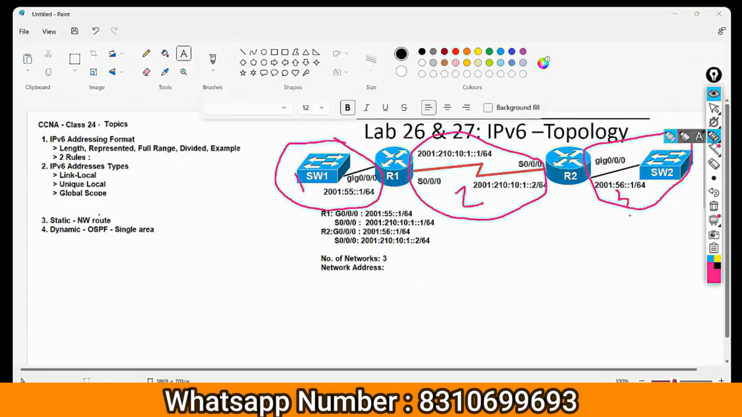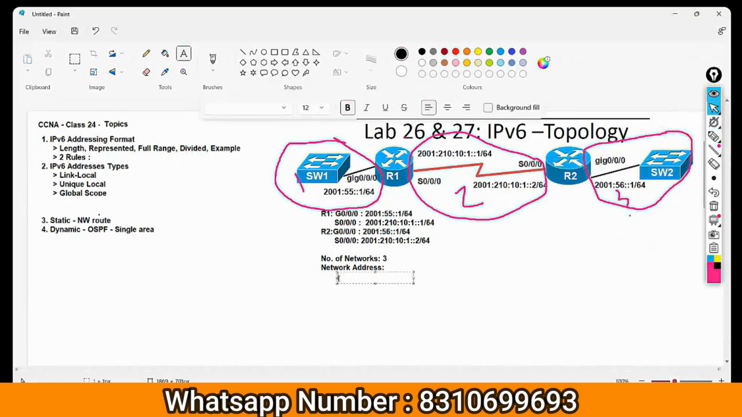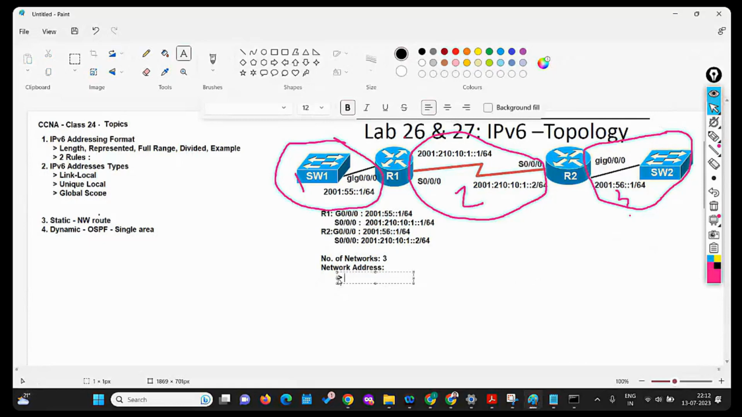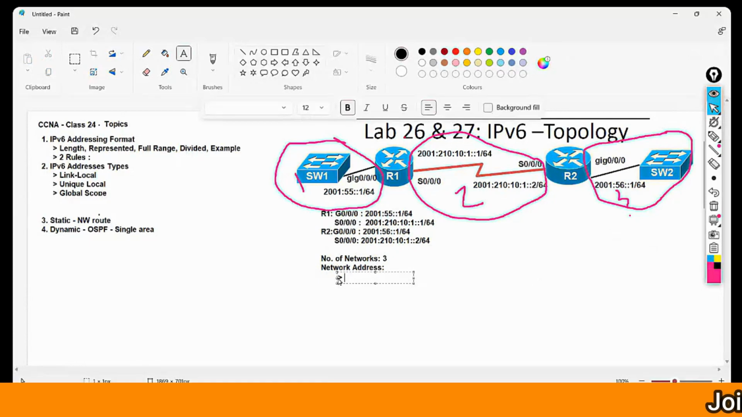Now each network has a network address. So what are the network addresses? How do we find the network address? What is the formula? All host bits are 0. If you make all the host bits 0 in the IP address, you get the network address. That is the formula, if you remember.